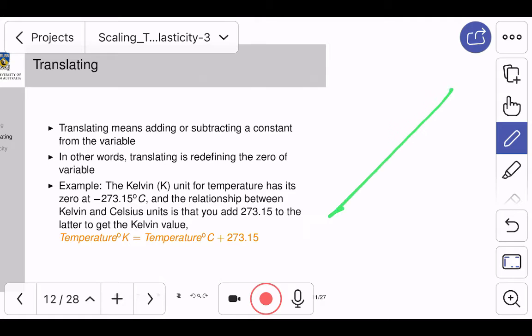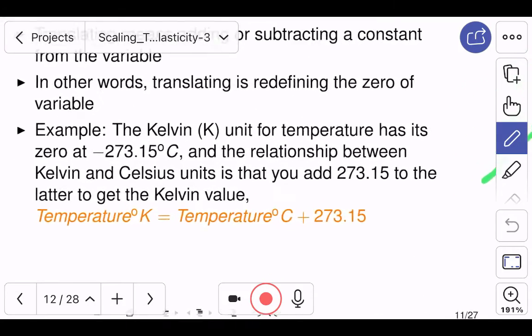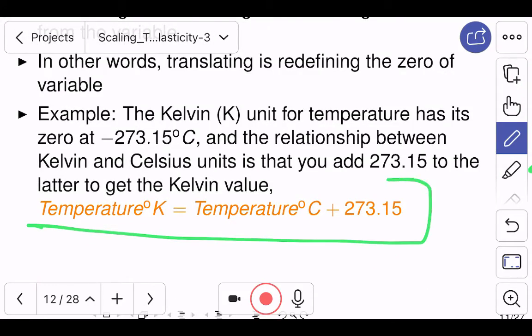If it's measured on the x-axis and it has a 0 here, and then I add or subtract some constant, some translation constant, then the 0 becomes something else. There is a very simple example which many people might recognize. If you go from degree centigrade to degree Kelvin, degree Kelvin starts its 0 at what would be equivalent to minus 273.15 degrees.